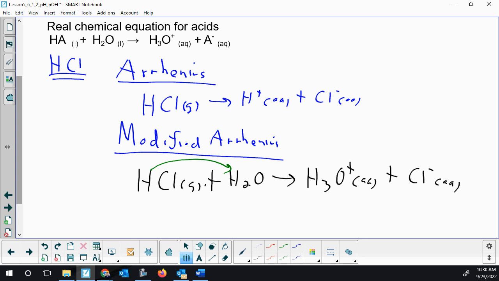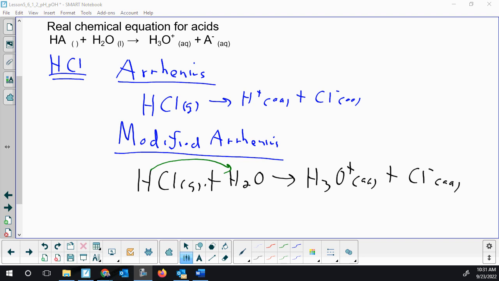So what affects blue litmus? It's the H+ in the Arrhenius theory. A better understanding is realizing it's actually the hydronium ion that reacts with blue litmus and turns it red.